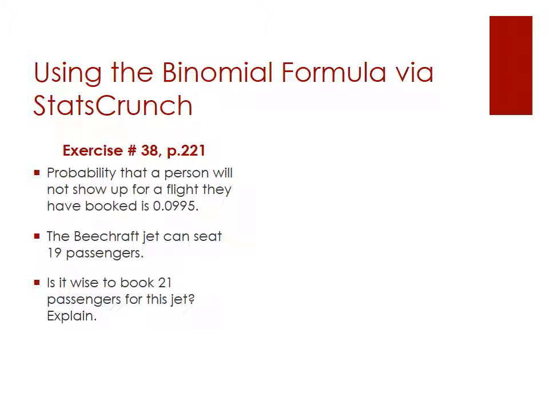So, number 38 shows we have a probability that a person will not show up for a flight that they have booked is 0.0995. The Beechcraft jet can seat 19 passengers. So the question is, is it wise to book 21 passengers for this jet? Explain.